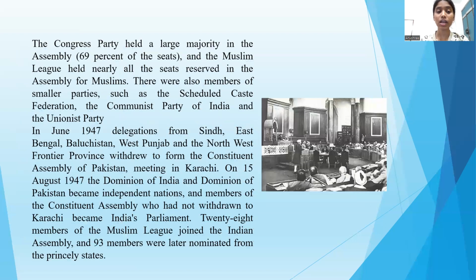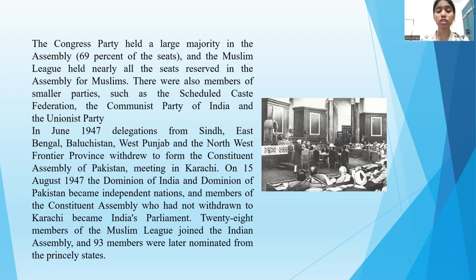The Congress Party held a large majority in the Assembly, 69% of the seats, and the Muslim League held nearly all the seats reserved in the Assembly for the Muslims. There were also some members from smaller parties such as the Scheduled Caste Federation, the Communist Party of India, and the Unionist Party. In June 1946, delegations from Sindh, East Bengal, Baluchistan, West Punjab, and Northwest Frontier Province withdrew to form the Constituent Assembly of Pakistan, meeting in Karachi.